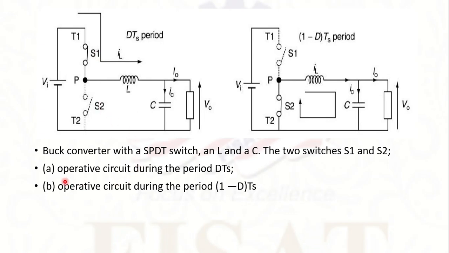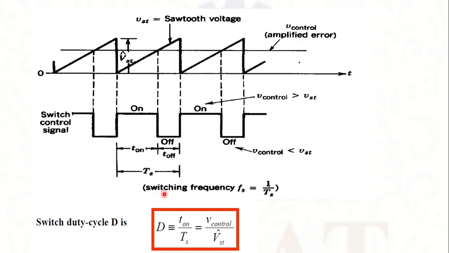So the first case or first mode of operation is the circuit working when S1 is closed and S2 is open, and this duration is called D into TS period. And the second figure represents the switch S1 is open and S2 is closed, and it is represented as 1 minus D into TS period. Here TS is the total time taken for a complete cycle.